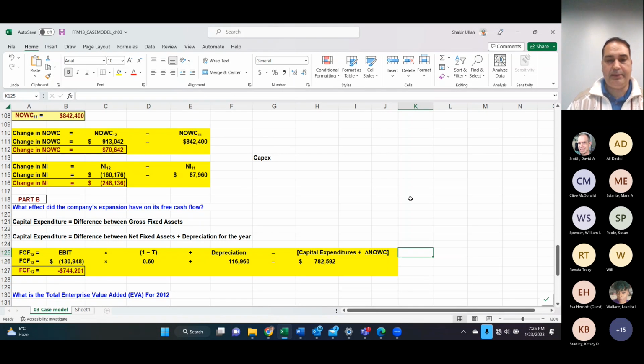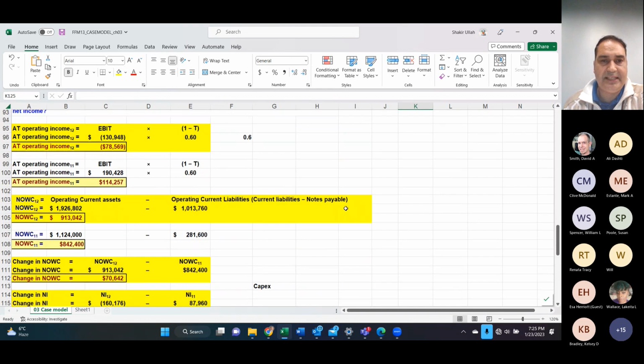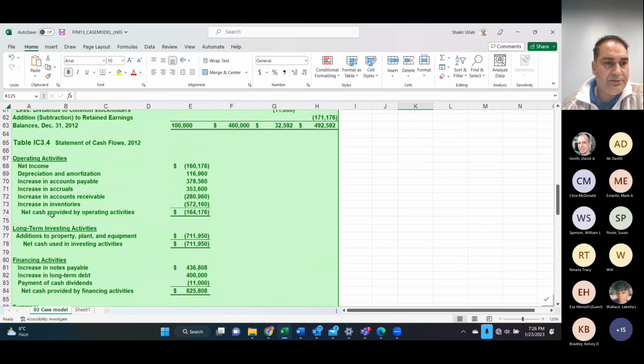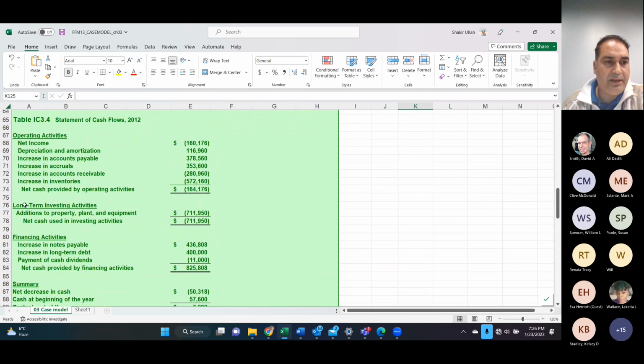So in order to calculate that number, there may be a number of ways. If you have the statement of cash flows, for example, here we have it. So let's go to the cash flow statement and we go to the long-term investment part. Here it says addition to plant, property, and equipment. So we added plant, property, and equipment, which are long-term assets. And how much money did we spend on that? We spent like $711,950 on that, which means that much cash was stuck in the long-term assets. So if you have this number, you can straight away get it from here.